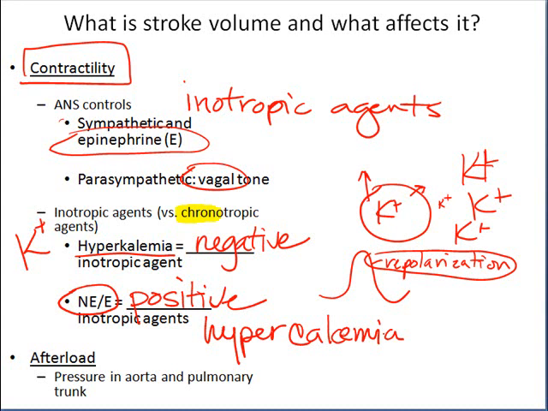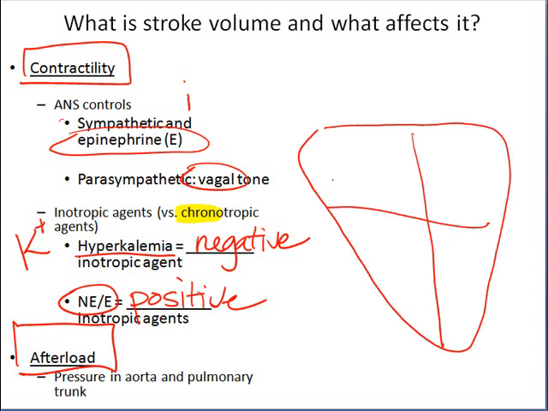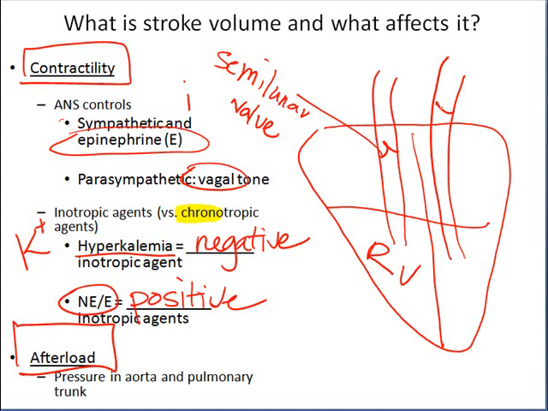Afterload sometimes is a little hard for students to understand, but afterload basically is the amount of pressure of blood on the semilunar valves. So if I were to draw a really simplified version of the heart here, and here are my 4 chambers, you'll remember that coming out of the right ventricle, there's the pulmonic semilunar valve, and that leads to the pulmonary trunk, and then out of the left ventricle we have the aortic valve, or the aortic semilunar valve that leads to the aorta.